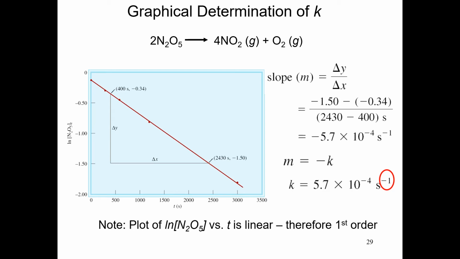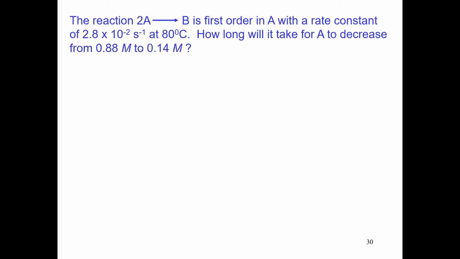Let's use the integrated rate equation in a specific application here. The reaction 2A converting to B is first order in A. Remember, the order of the reaction does not necessarily relate to the coefficient of the reactant. With a rate constant of 2.8 times 10 to the negative 2 inverse seconds at 80 degrees Celsius. How long will it take for A to decrease from 0.88 molar to 0.14 molar?